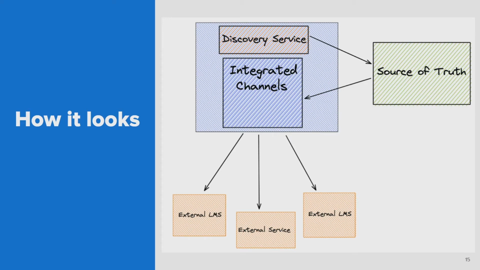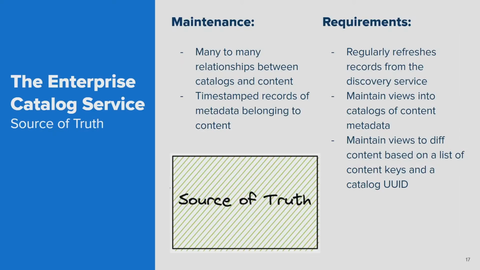So I mentioned a source of truth. What does that mean? For us at edX Enterprise, that's the Enterprise Catalog Service. This service essentially sits in between discovery and the integrated channels, and it houses relationships between customer catalogs and content. So a customer will subscribe under a catalog. That catalog will contain one or many courses, and essentially those are then assigned to the customer, and we know that that customer will be able to view those courses.